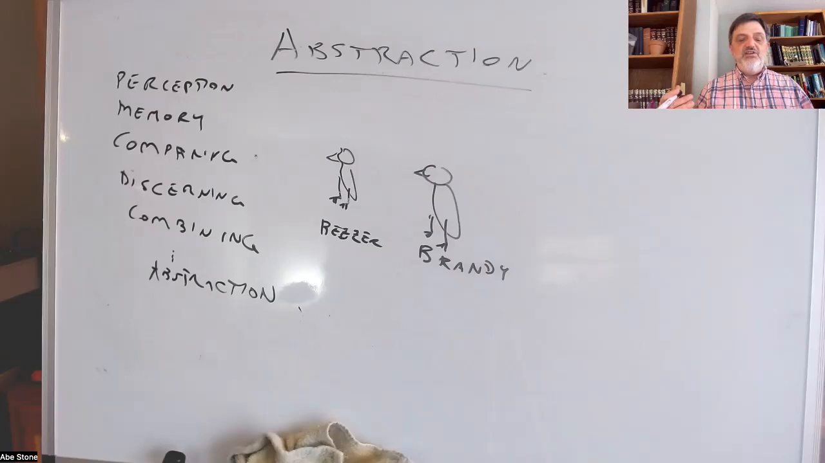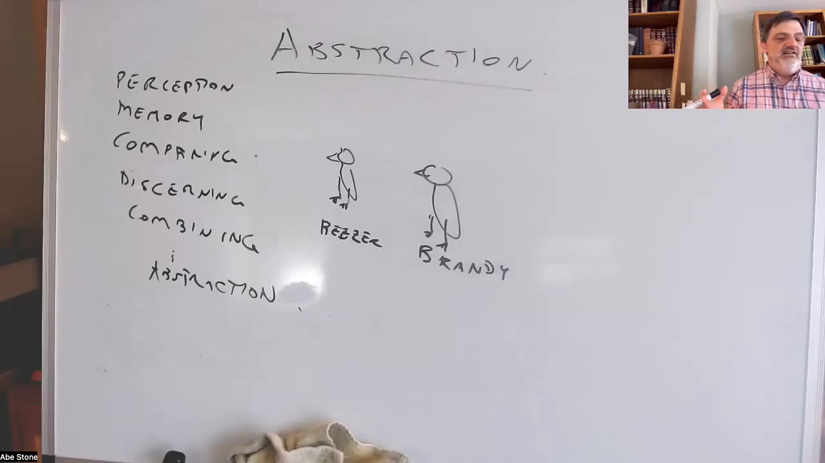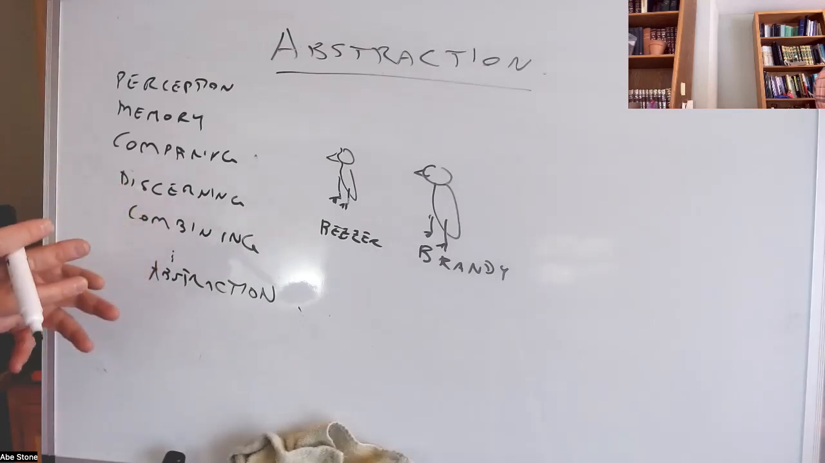And I'm left with only the things they do have in common. And maybe Beezer and Brandy by themselves aren't enough to do that, right? Like I have to actually observe a lot of particular parrots before I can form this idea. But anyway, that's the basic process.